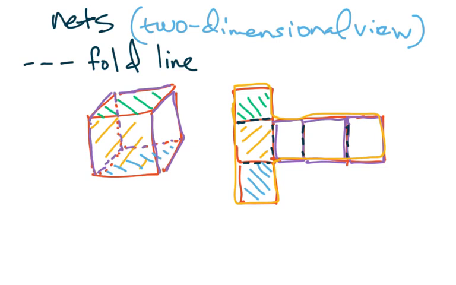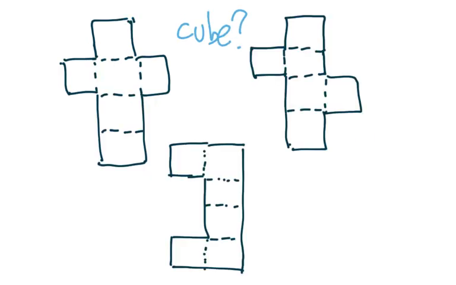Hey, here's something to look at. Here are 3 nets. Which one would form a cube? Or which ones would form a cube? So if we look at the one on the left, if you can visualize folding and folding, would you say the one on the left is a cube? Yeah, good job. You'd be right. That one is a cube.